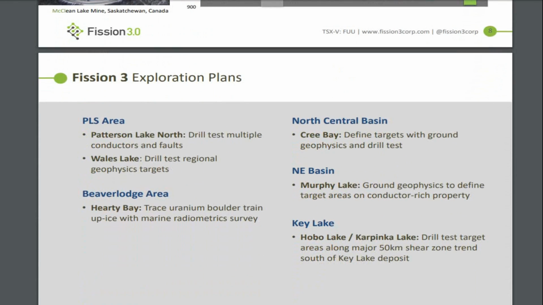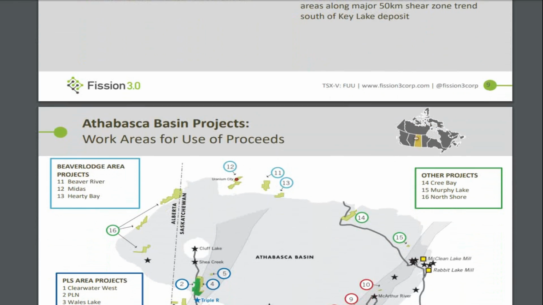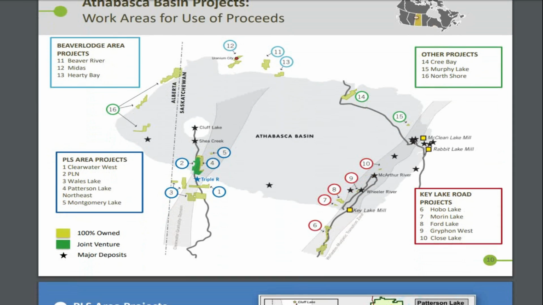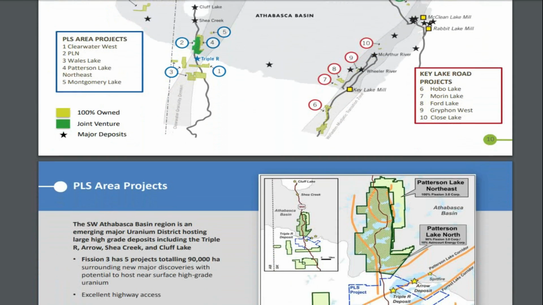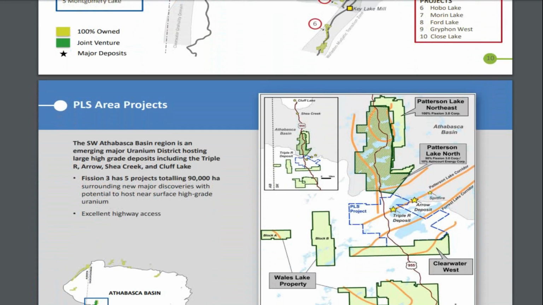And remember, the Athabasca Basin is Canada's only producing uranium field. That's where the McArthur River deposit is. This is where Fission Uranium has the Triple R deposit, and there are some fantastic deposits out there, and that's what we're exploring for in Fission 3.0. We're looking for the next high-grade uranium deposit in the Athabasca Basin.